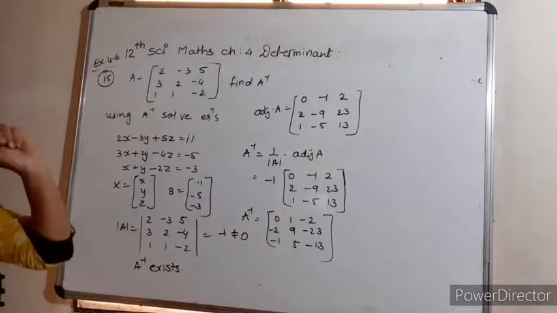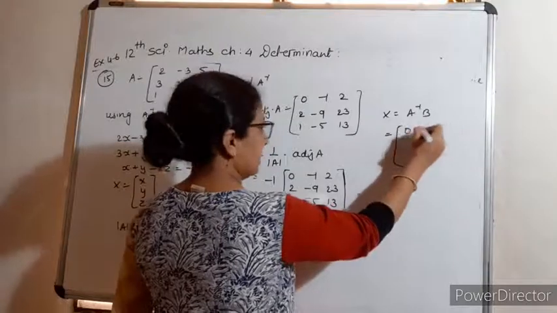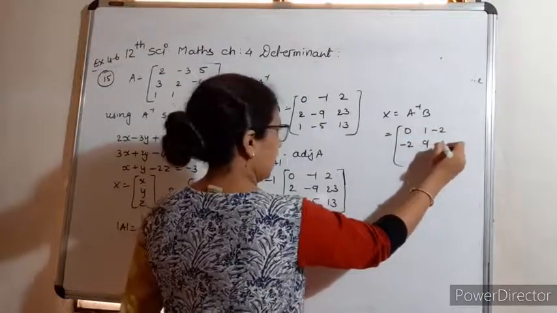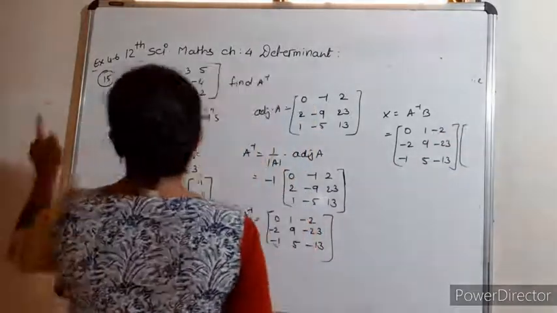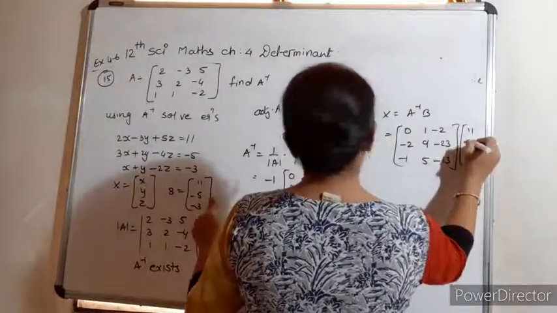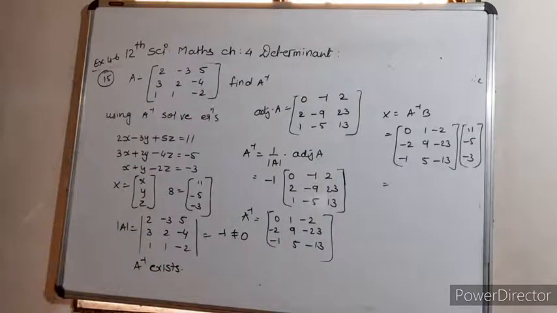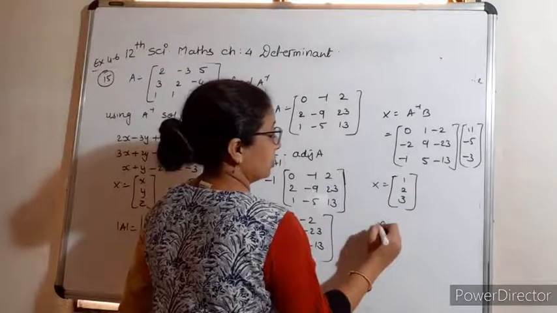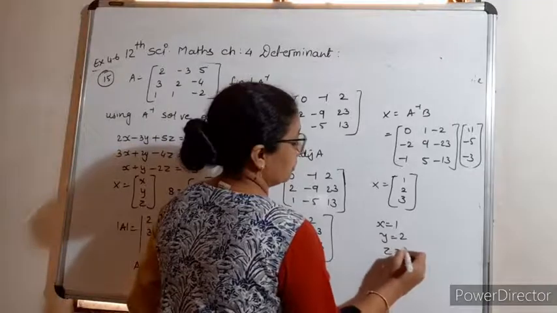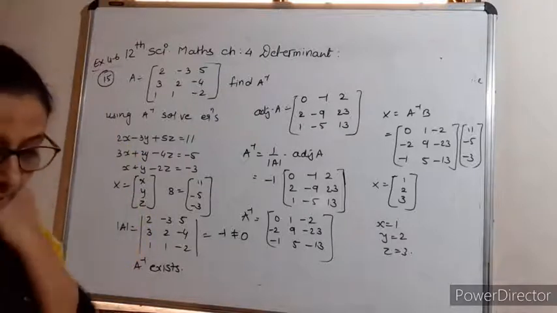Now solve this equation, that is what? X is equal to A inverse B. So here 0 1 minus 2, minus 2 9 minus 23, minus 1 5 minus 13 into B. B is given here, that is 11 minus 5 minus 3. Find out the product and find the answer yourself. That is equal to 1, 2 and 3. So we will get x 1, y 2, z 3. That is our solution. So you know how to find the solution now, right? That is question number 15.